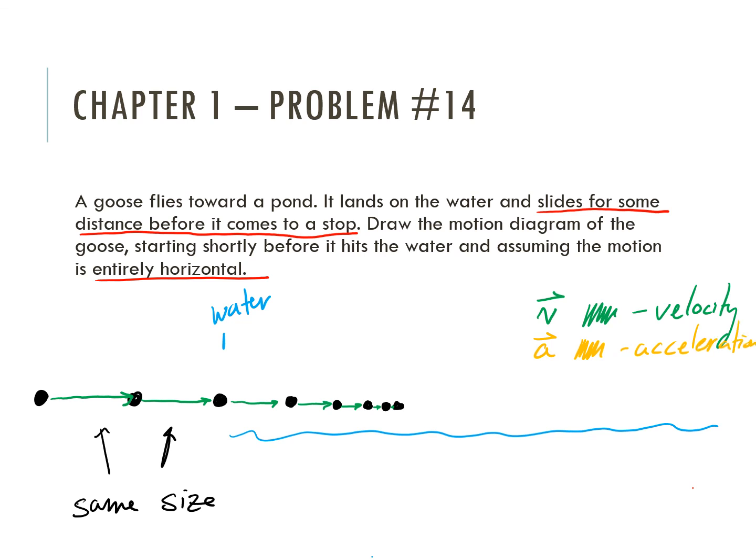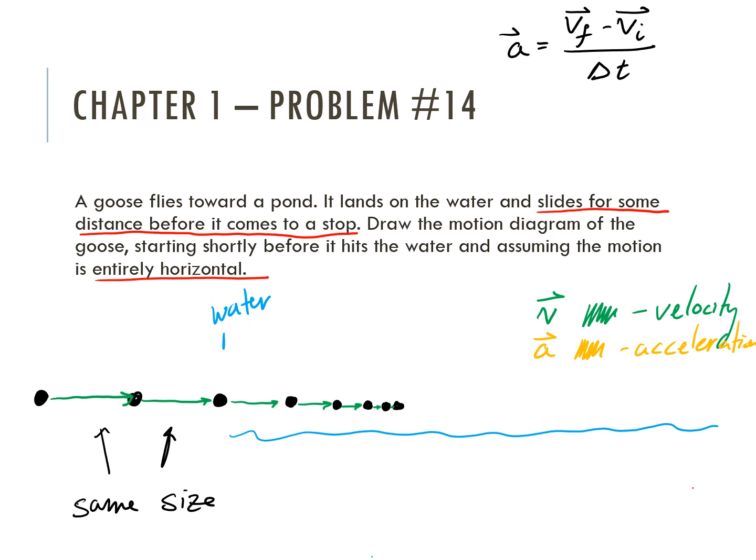So I need to think about what's happening. Because pre-water, I'm saying that my goose isn't slowing down, my change in velocity is 0. So therefore, I have 0 acceleration vector before my goose enters the water. It's once my goose hits the water that I start to slow down. So if I was to do my equation for acceleration, I have my final velocity minus my initial velocity divided by my change in time. My initial value is larger than my final value. So I'm going to have a negative value for my acceleration.